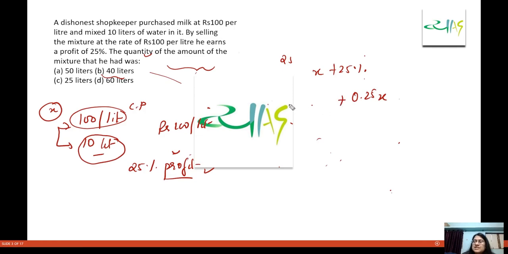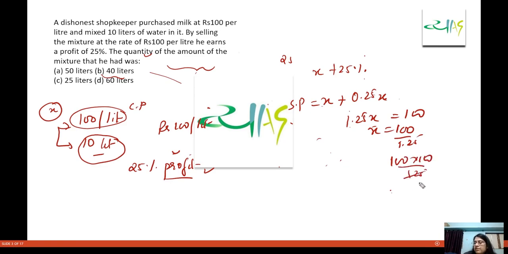So that means the selling price is what? X plus 0.25x. So that means how much? 1.25x. Now 1.25x is equal to 100, and X is equal to how much? 100 by 1.25. That is 100 into 100 by 125. Now you can solve this very easily. 25 into 5 is 125, and this becomes 4, because 25 4 times is 100 and 25 5 times is 125.